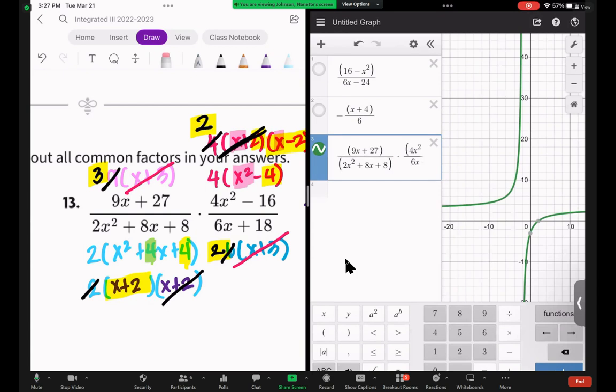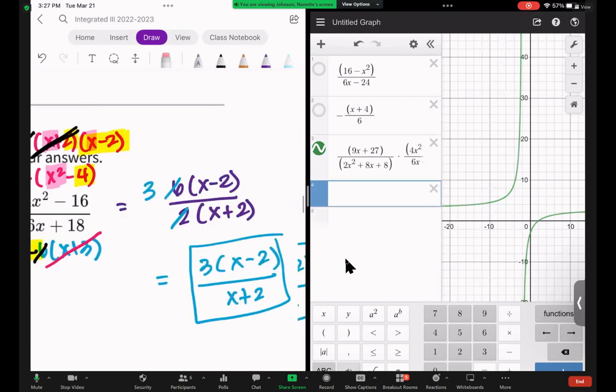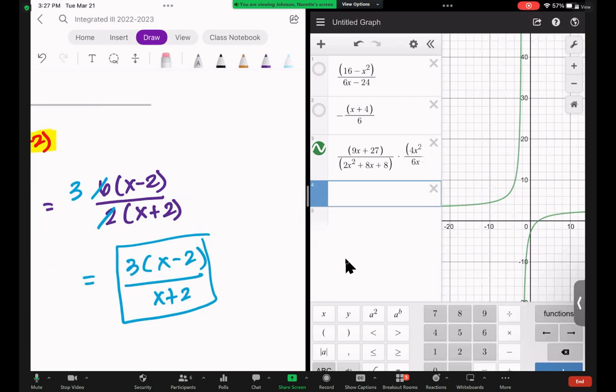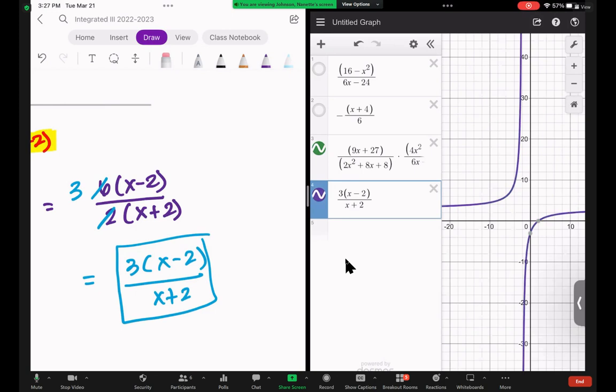I can't see. There it goes. 4x squared. Okay. And then I'm going to check with my answer down here, which is 3 parentheses x minus 2 close divided by x plus 2. And if you notice, they sit right on top of each other. So I'm really satisfied with that. So that's how I check my answer. Hope that makes sense. Thanks for listening.